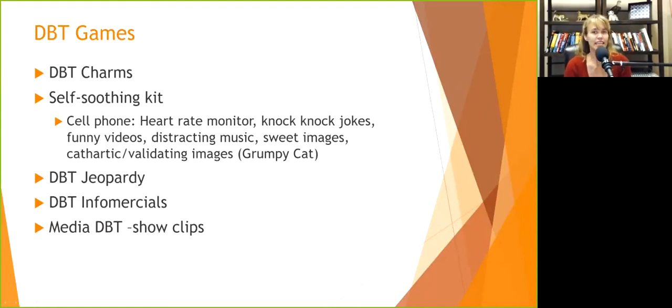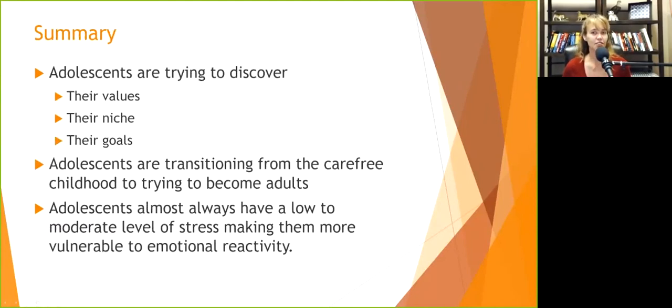In summary, adolescents are trying to discover their values, what's important to them. They don't know this yet. So they're going to try, they're going to err. They're not necessarily going to be able to answer the what's important to you in the big scheme of things question. They can answer the what's important to you right now and, maybe this year in school. Their niche, where do they belong? Who do they get along with? What are their interests? And their goals in life. What do they want to do when they theoretically grow up?